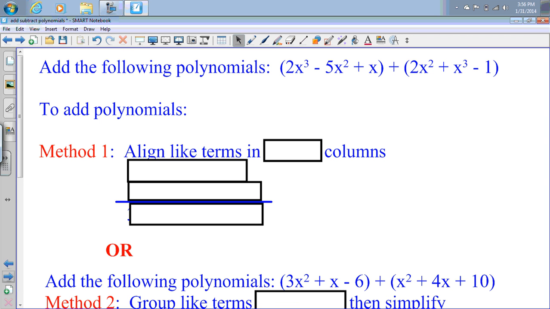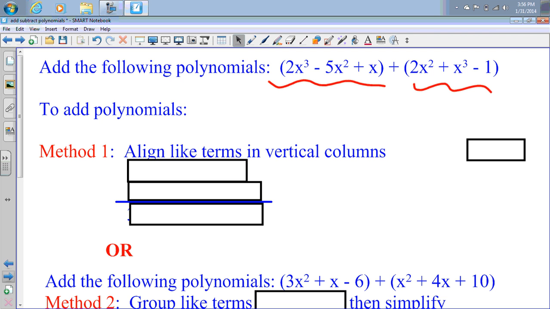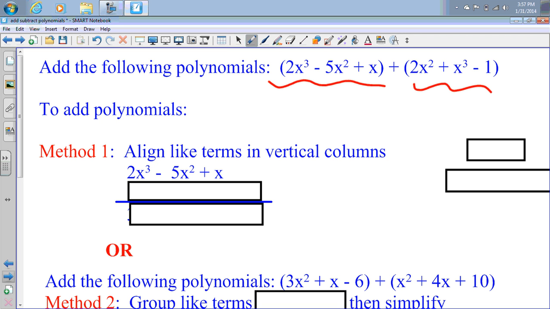Here we go. We're going to add polynomials. So I have this polynomial and this one. I need to add them. I'm going to show you two ways. The first one, method 1, is to align the terms in vertical columns. So I'm going to write 2x cubed minus 5x squared plus x. And then I'm going to make sure that my powers line up.